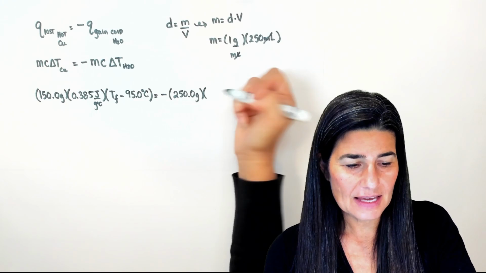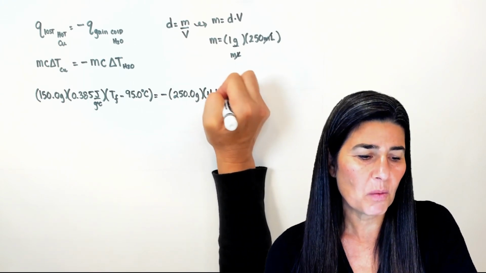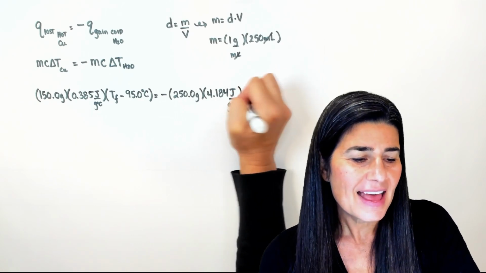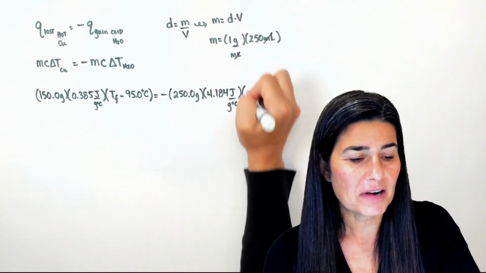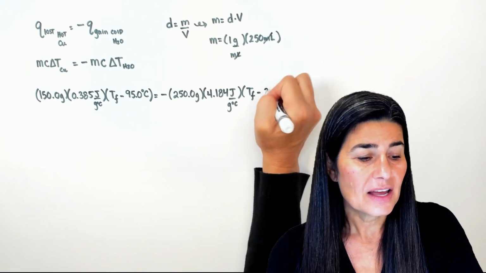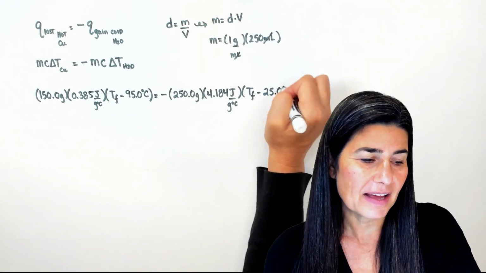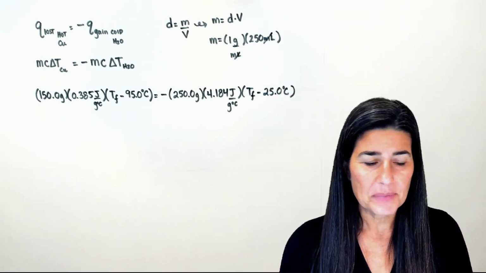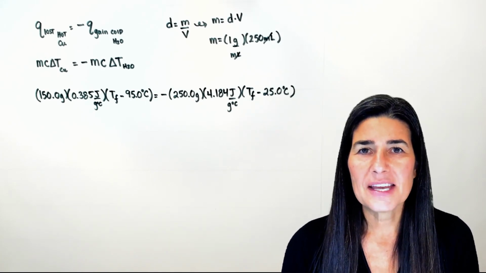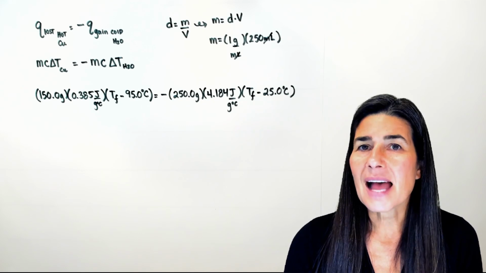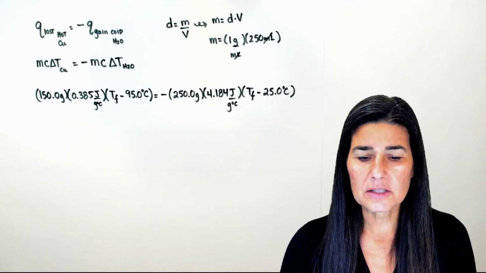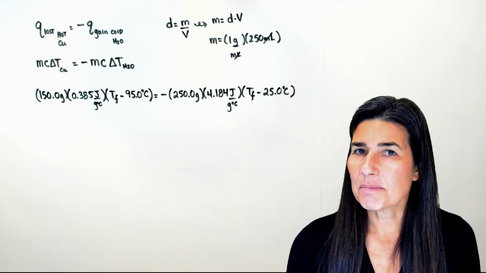The specific heat of water, 4.184 joules per gram degrees C. And then finally, the temperature change of our water is T final minus that initial temperature, which happened to occur at 25 degrees Celsius. All right, we've got everything we need. Now we just need to simplify our math equation. I'm going to drop my units right now. It just gets a little clunky carrying my units through, and I'm going to take this step by step.